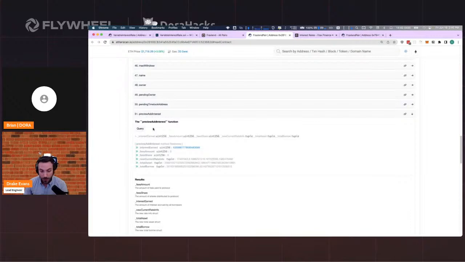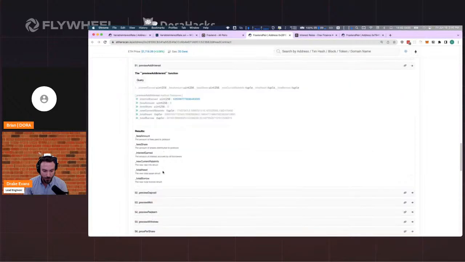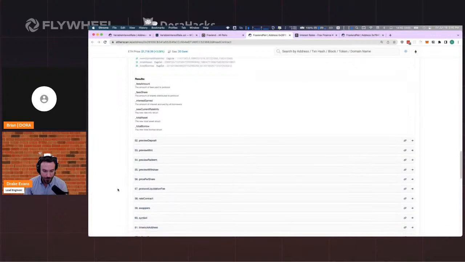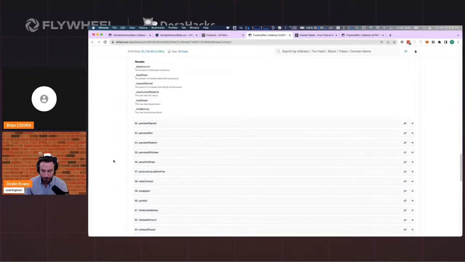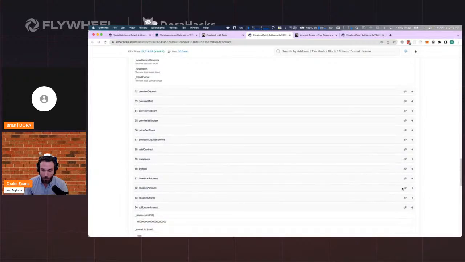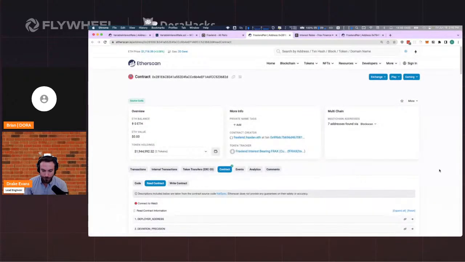If you're building a Dune dashboard or something else, this is what you're going to want to look at. And then again, we have lots of these other preview functions that adhere to the typical ERC 4626 standard. So I think that covered quite a few things on my side in terms of what I wanted to talk about. I have a few other thoughts on things we can run through.